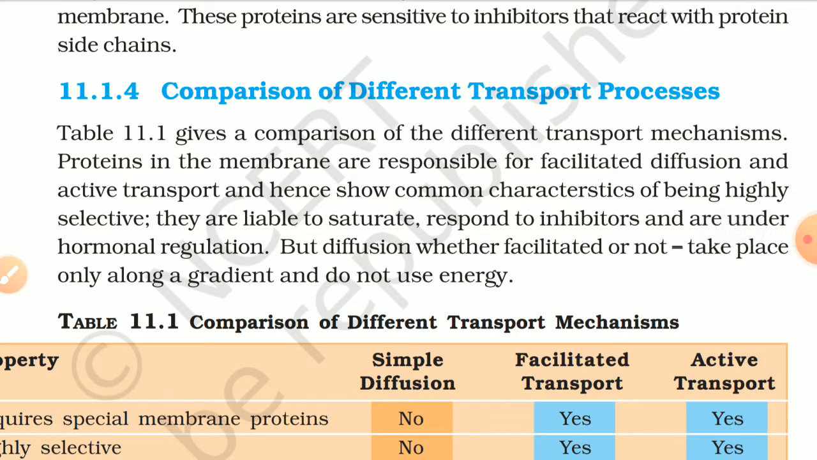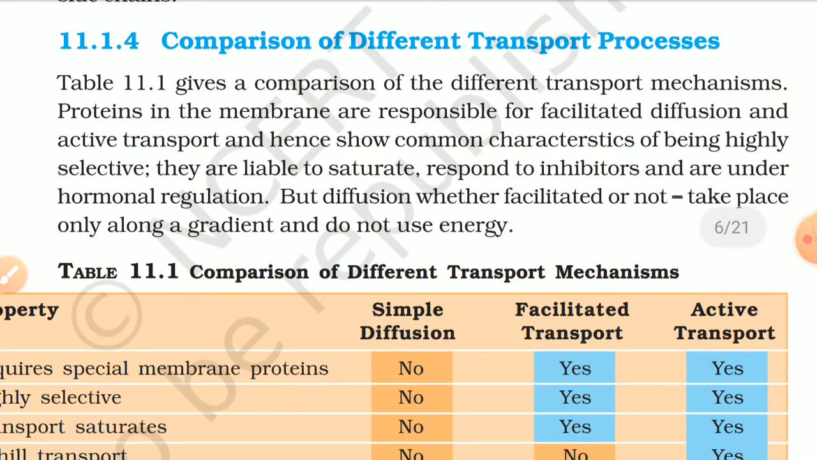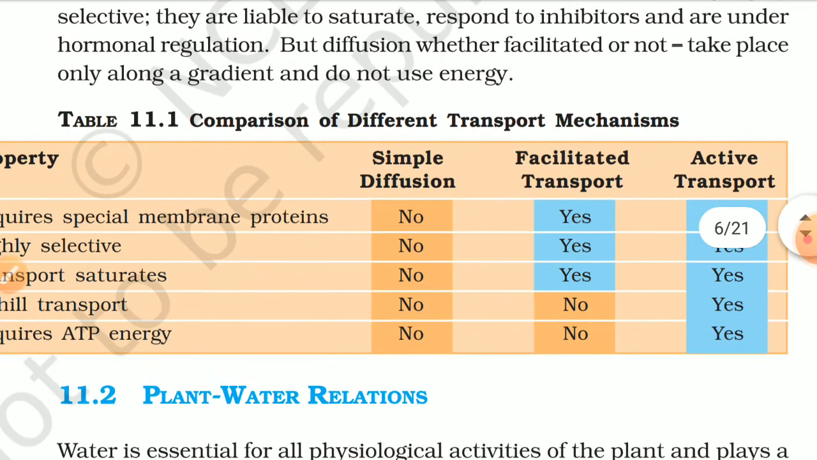11.1.4 Comparison of different transport processes. Table 11.1 gives a comparison of different transport mechanisms. Proteins in the membrane are responsible for facilitated diffusion and active transport, and hence show common characteristics of being highly selective. They are liable to saturate, respond to inhibitors, and are under hormonal regulation. But diffusion, whether facilitated or not, takes place only along a gradient and does not use energy.